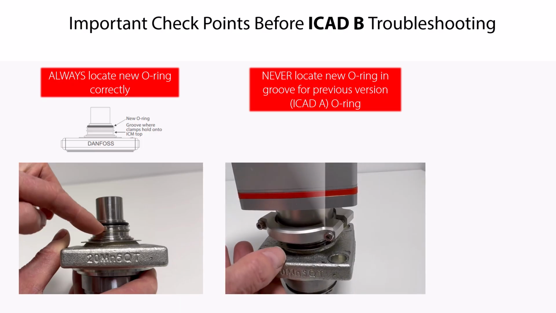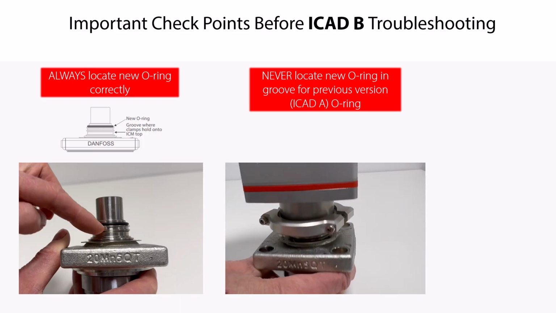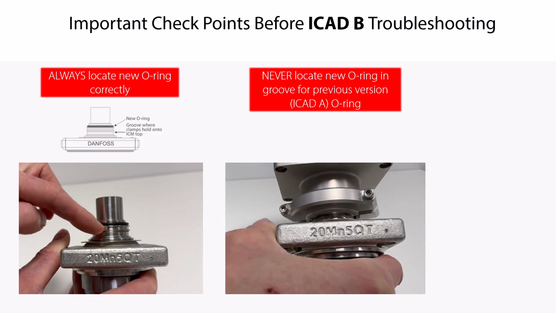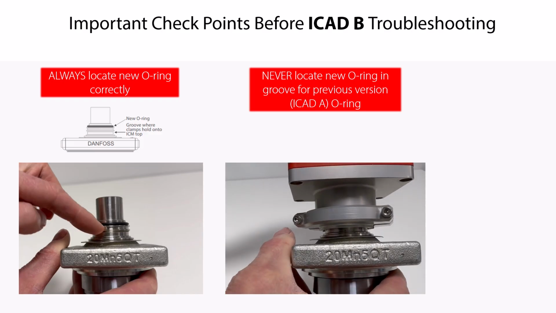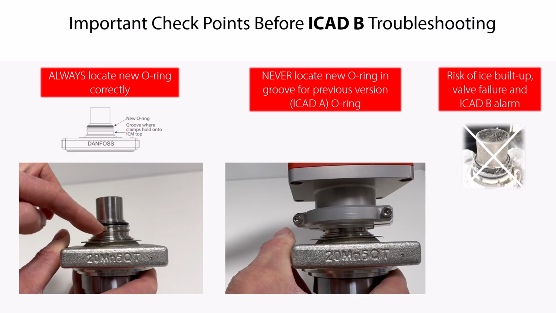If you do not locate the new O-ring correctly above the groove in the valve top, then the O-ring sealing between the ICAD B and the valve top is insufficient. Therefore, as already mentioned, there is a high risk of ice buildup on the valve top, as seen again here in this example. As also mentioned, this will over time cause the valve motor to block, causing an A9 alarm. Again, you can find more details about this alarm later in the video.